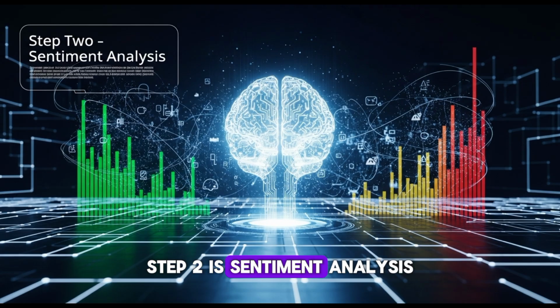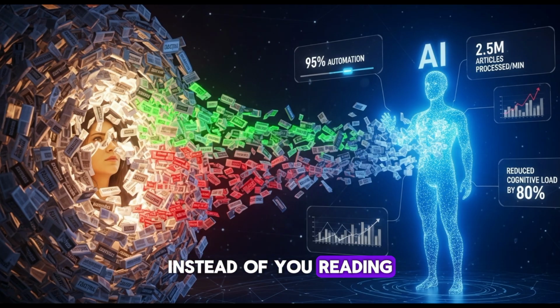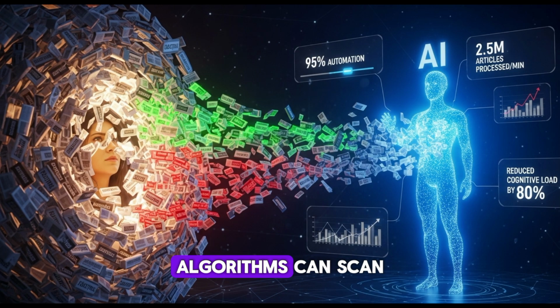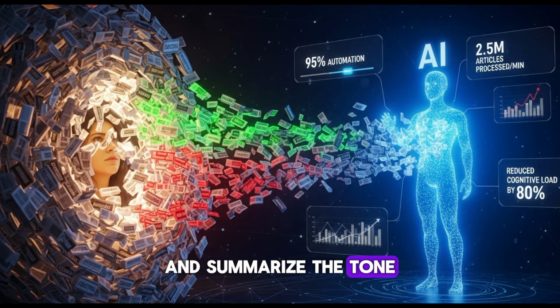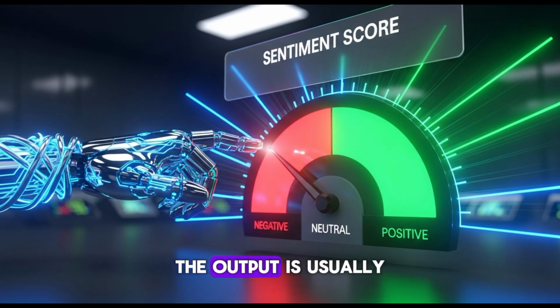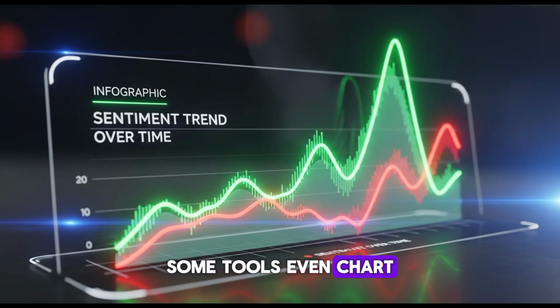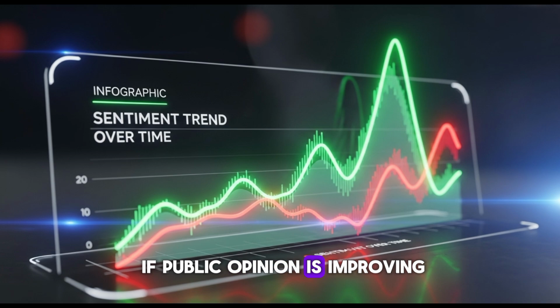Step 2 is sentiment analysis. This is where AI steps in. Instead of you reading through every article or post, algorithms can scan and summarize the tone of all that chatter. The output is usually a sentiment score, positive, negative, or neutral. Some tools even chart how those scores change over time, so you can see if public opinion is improving or sliding downhill.